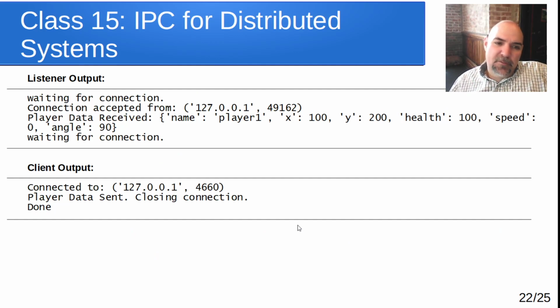Okay, so here's what the output to those would look like. It's waiting for a connection. Connection was accepted. Here's the player data I received that was sent from the client. And then it goes back to waiting for the next connection. And on the client, we connect, we send the player data, we close the connection, and we're done. But the cool thing about this, notice here's that dictionary that popped out that was sent from down here. And this will work, like I said, on the same machine or the same LAN or cluster or across the internet. So this is a way to have a process communicate with another process that's somewhere else on the internet or maybe even on the same machine as well.